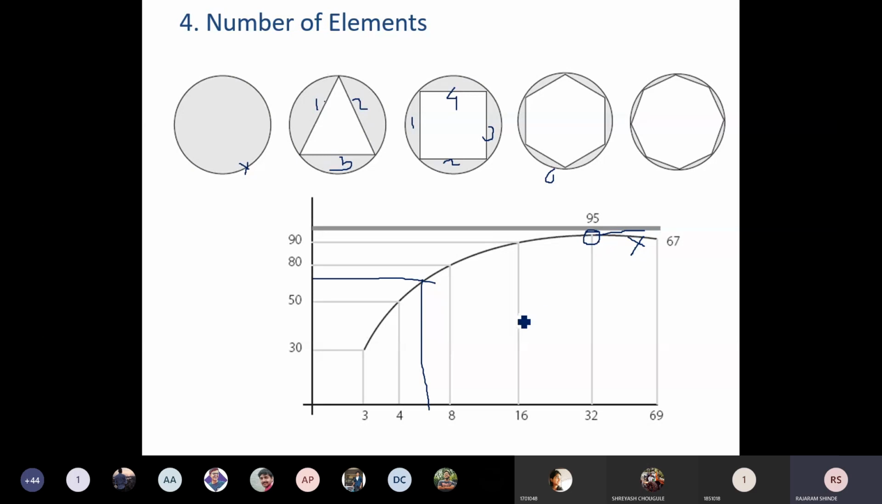After this location, see here, you start with the coarse mesh. That means 3 elements I have used here. After that, I have increased the elements. I have taken 4 elements, 8 elements, 16 elements, 32 elements. And after 32 elements, when you observe the solution, there will not be a significant effect on the results. Okay, then you have to stop the increase in the number of elements.